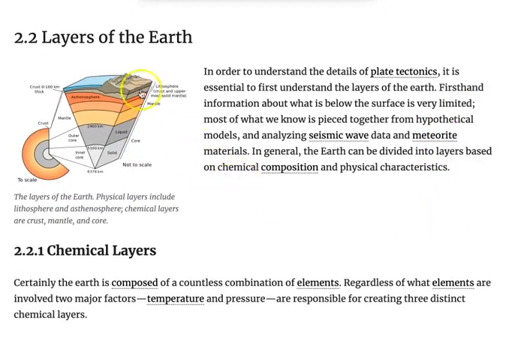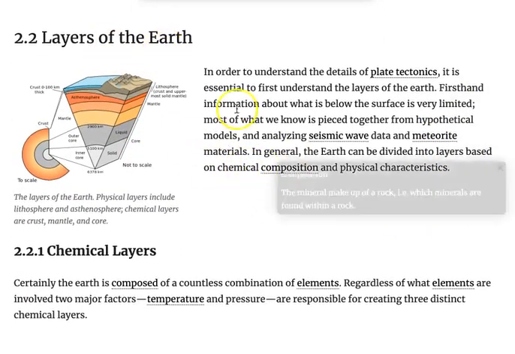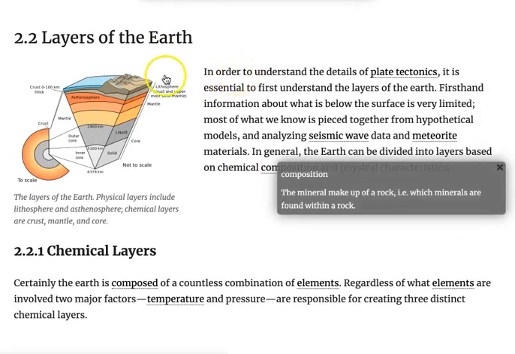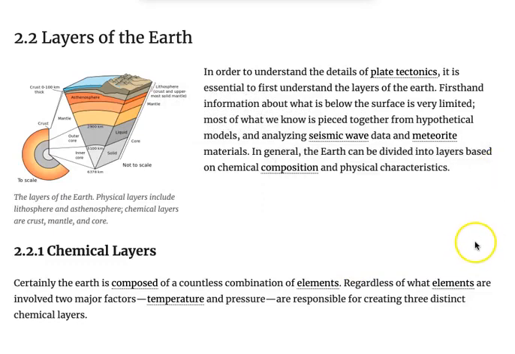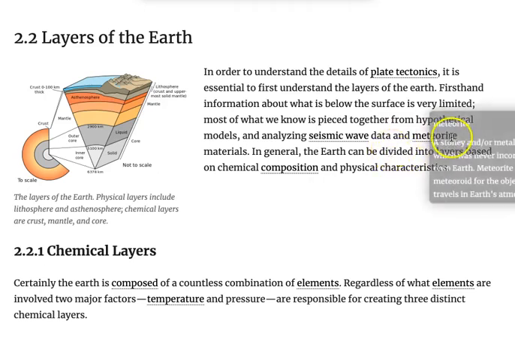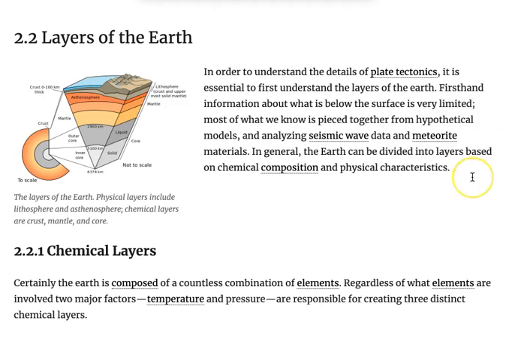Now I'm going to get into layers of the Earth. In order to understand the details of plate tectonics, it is essential to first understand the layers of the Earth. First-hand information about what is below the surface is very limited. Most of what we know is pieced together from hypothetical models and analyzing seismic wave data and meteorite materials. In general, the Earth can be divided into 3 layers based on chemical composition and physical characteristics.